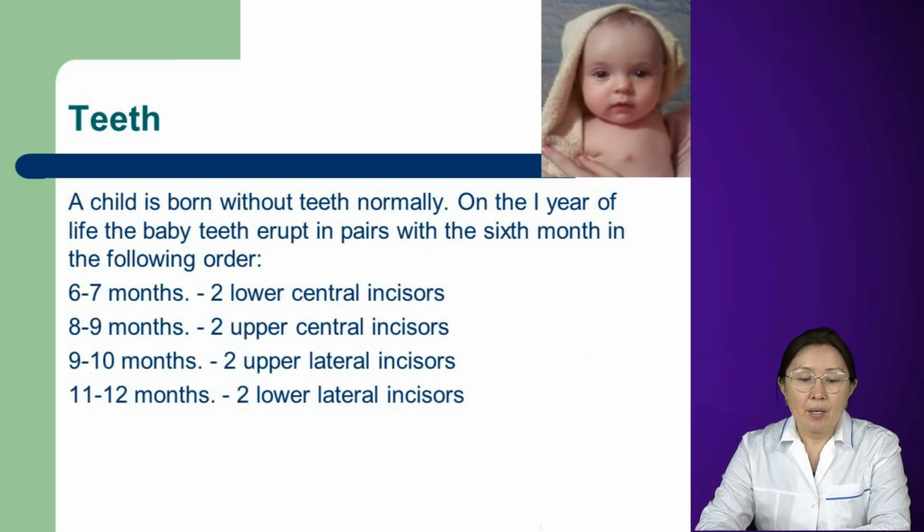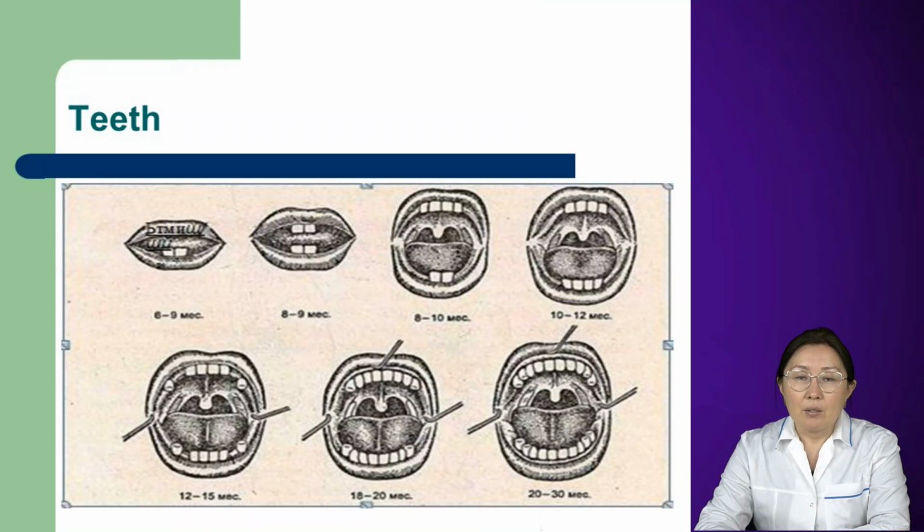Teeth in children. A child is normally born without teeth. In the first year of life, the baby teeth erupt in pairs from 6 months in the following order. From 6 to 7 months, 2 lower central incisors. From 8 to 9 months, 2 upper central incisors. From 9 to 10 months, 2 upper lateral incisors. From 11 to 12 months, 2 lower lateral incisors.